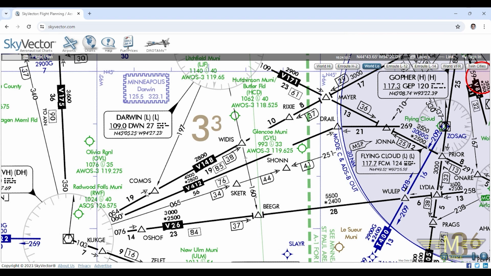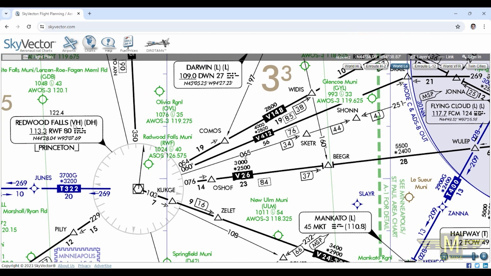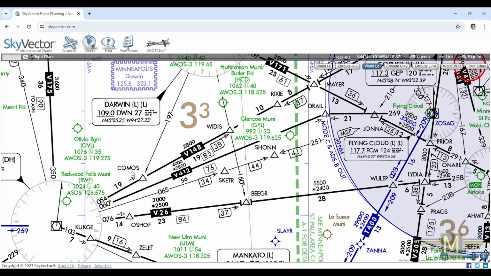For instance, these white arrows that are offset slightly give you the distance to that intersection from the nav aid, right? This one is 19 from the Redwood Falls VOR on the 054 radial. Now, COMOS can be identified two ways then, right?